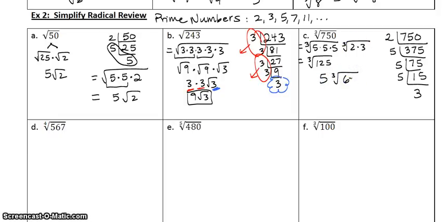So here's the shortcut. Because it's a cube root, I need a group of 3 in order to put 1 in front. And then I had 2 different leftovers this time, so both of my leftovers went underneath and they're multiplied together. So 5 cube roots of 6 is my final answer. Let's do part D.